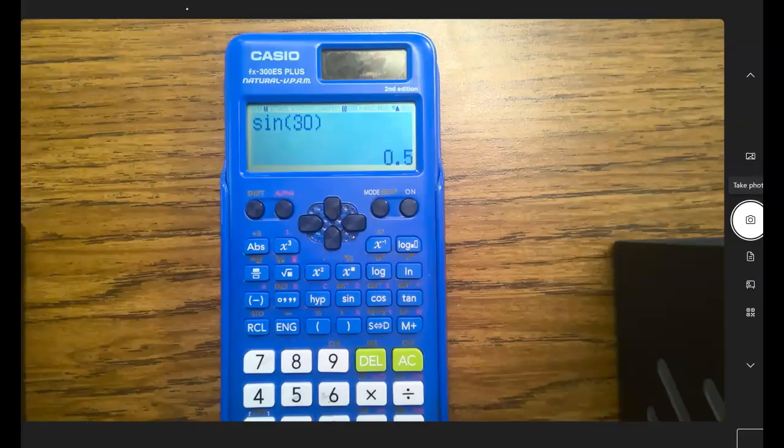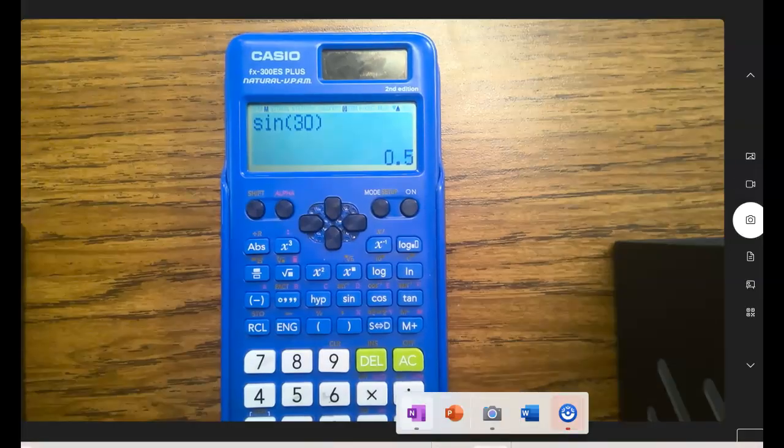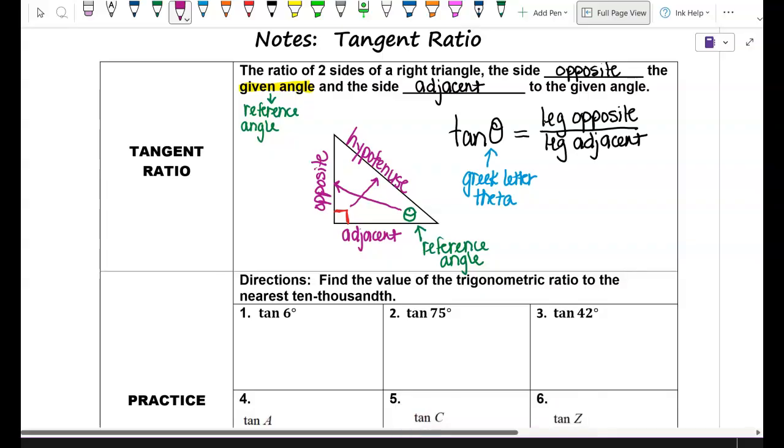All right, so the first set of problems here. The directions say find the value of the trigonometric ratio to the nearest 10,000th. 10,000th means we're going 4 decimal places, which means we really have to look at the 5th number to see if we round up or keep it the same. So the first one says tangent of 6.